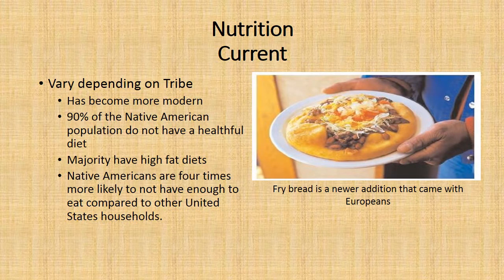As we advance time to current nutrition, it does vary depending on tribe. It has become more modern, as many cultures have found. 90% of the Native American population do not have a healthful diet. Majority have high fats in their diet, and Native Americans are 4 times more likely to not have enough to eat compared to any other household in the United States. And I have a picture here of fry bread. That is one of the newer additions that came from the Europeans. It is actually not part of a typical, traditional Native American nutrition form.